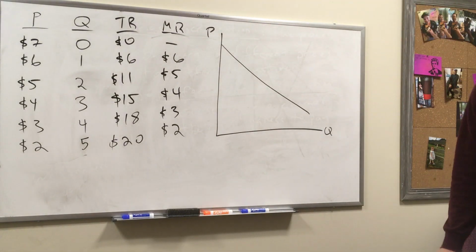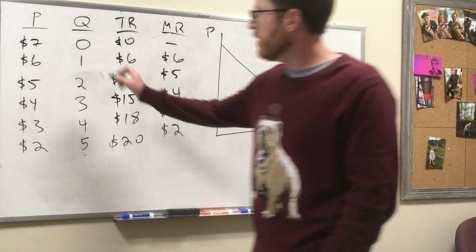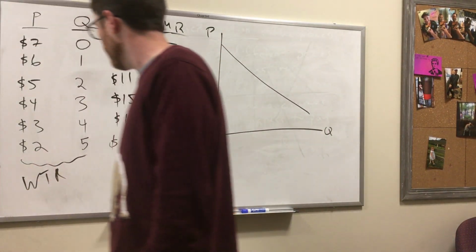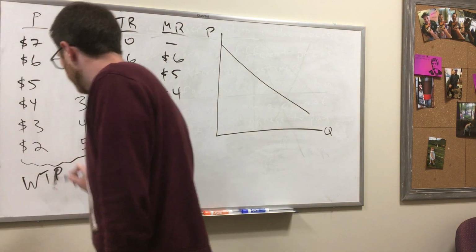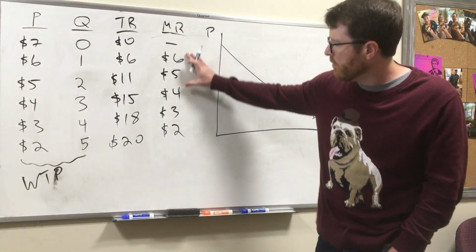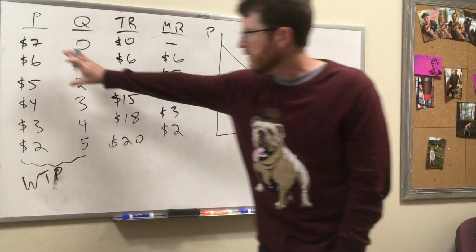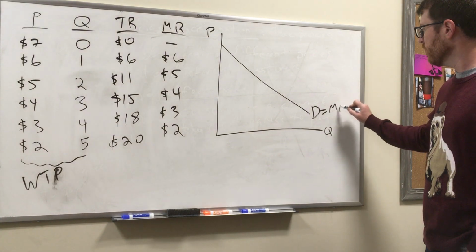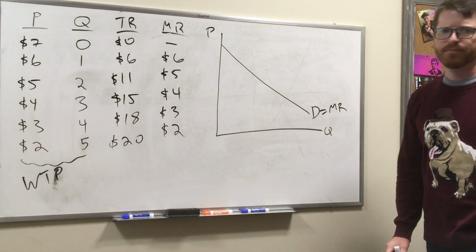What you should notice right away now is that when we graph this demand curve, this is that willingness to pay again. When I graph that demand curve, you now will notice that the marginal revenue is the same as the demand curve. So the demand now equals the marginal revenue.